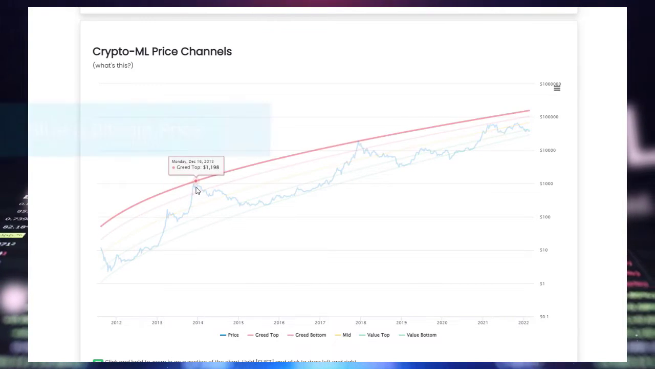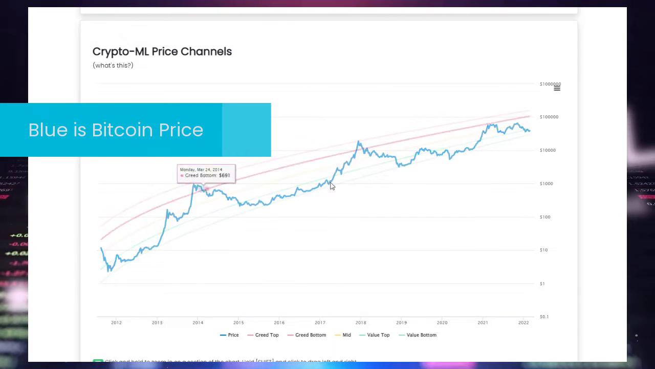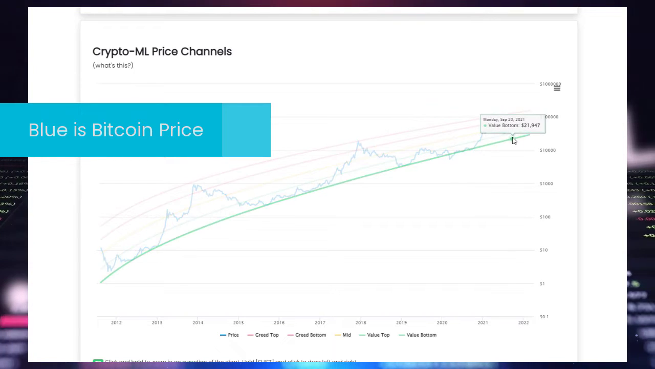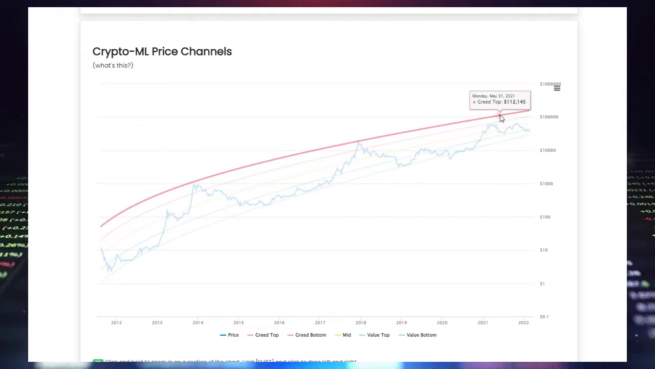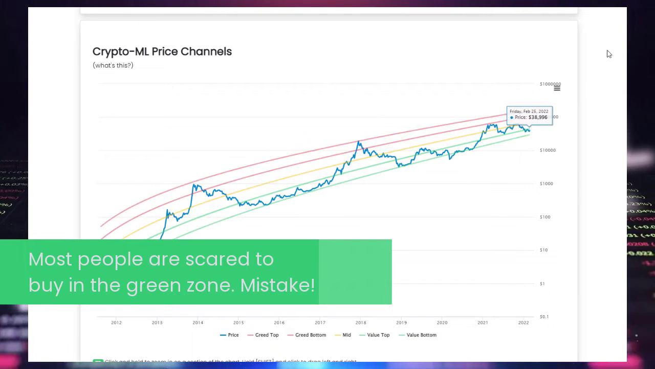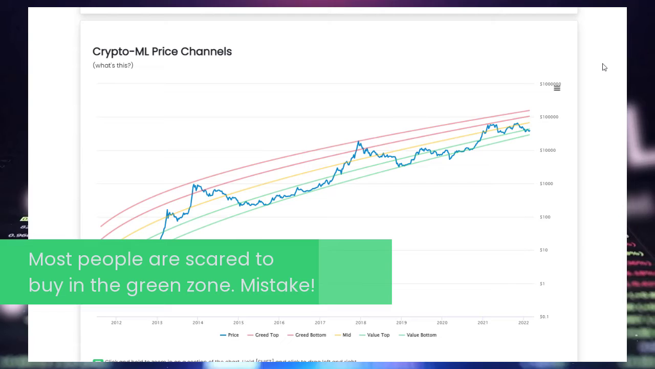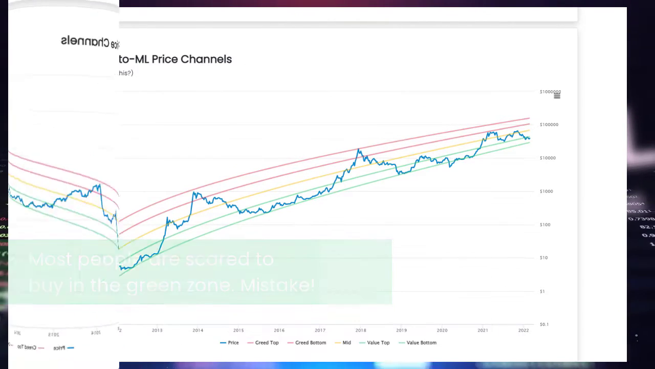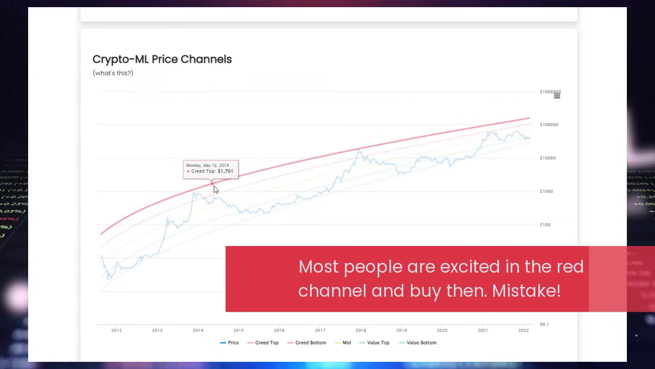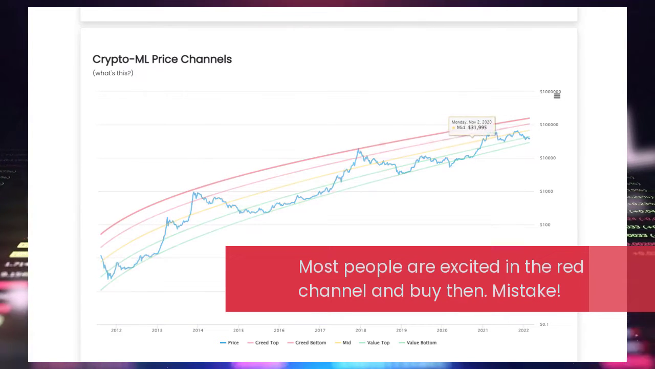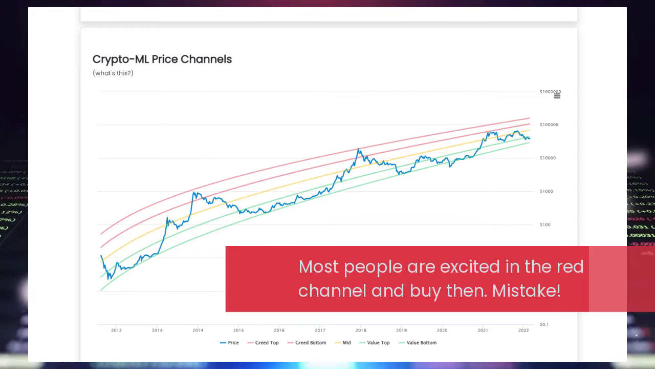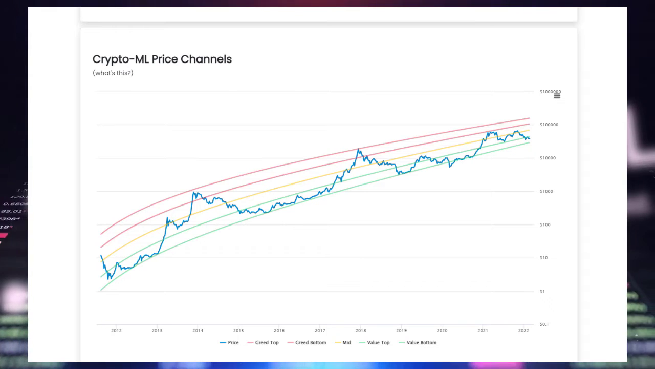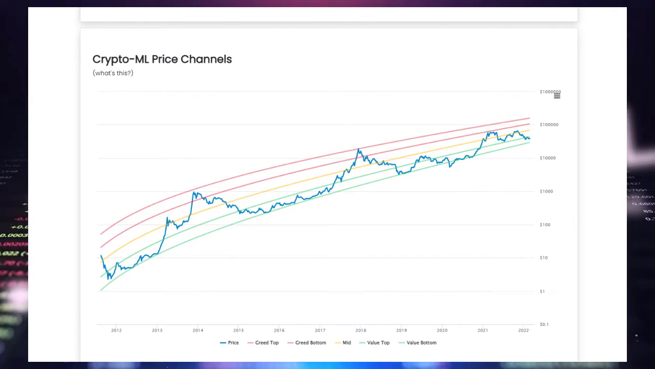The blue, of course, is the Bitcoin price as it's moving around to where we are currently at, almost 39,000. And then you have these channels above and below. The green channels are usually the value zones, or this is the good time to invest in Bitcoin if you believe in it long term. On the other hand, you have the red channels, which is this top zone here. Within the red, it's sort of the opposite. This is when you need to be cautious of the market. This is when things are getting overheated and you should really consider taking some profits.